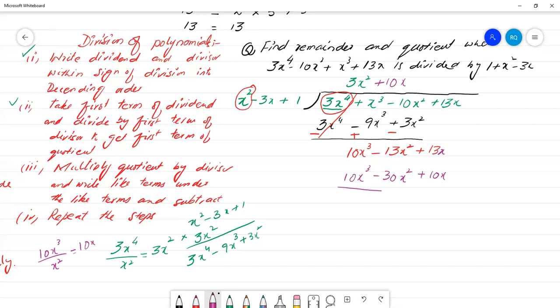Again, change the sign because you are repeating the steps. Again, change the sign. That is plus 10, it becomes a minus 10. That is minus 30, it becomes a plus 30 and minus 10. First term always will be cancelled out. Plus 10x cube and minus 10x cube will be cancelled out.